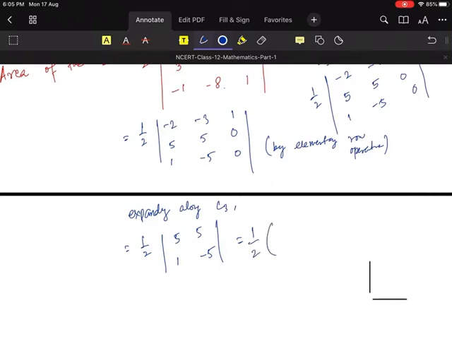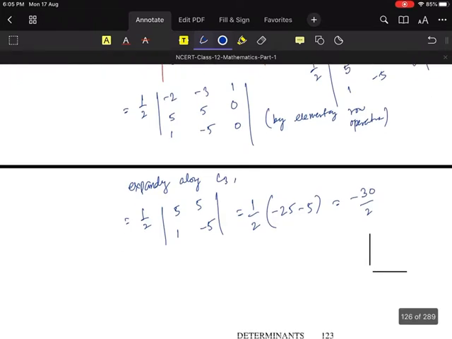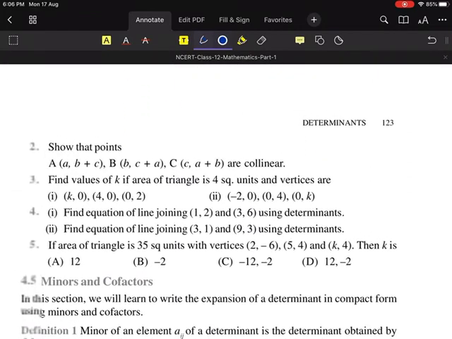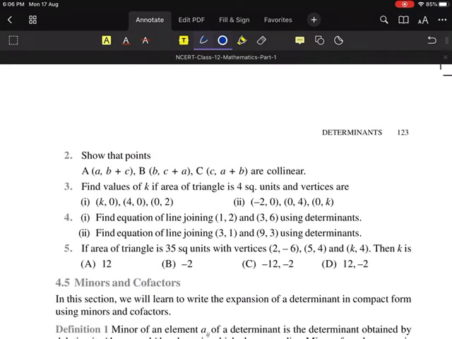Understood? So what do I get? 5 into minus 5 is minus 25. And 5 into 1, that is 5. So we get minus 30 by 2. Understood? But we have to take the mod of this. So it will be 15 square units. Clear? Yes, sir. I cannot have a negative value. Area can never be negative.